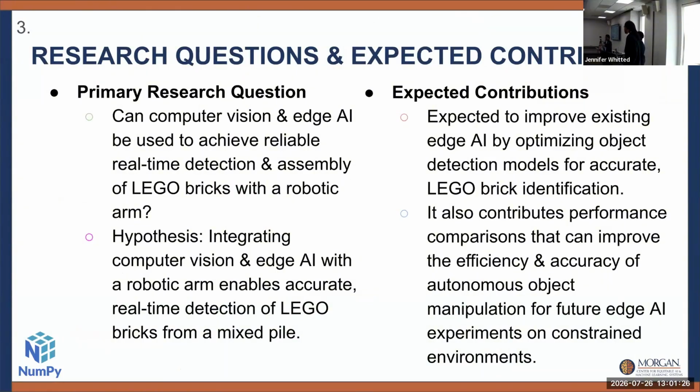Our group hypothesizes that integrating computer vision and edge AI with a robotic arm can lead us to accurate real-time detection of Lego bricks. And for our expected contributions, we expect to improve existing edge AI by using YOLO to help detect Lego pieces more accurately. Okay, so by the end of this program, we want our research paper to be one of the baselines and one of the performances that are going to be looked at by researchers for projects that require edge AI computers or robot arm or robot control system development.